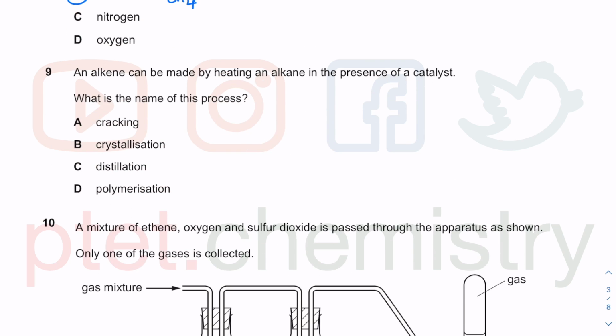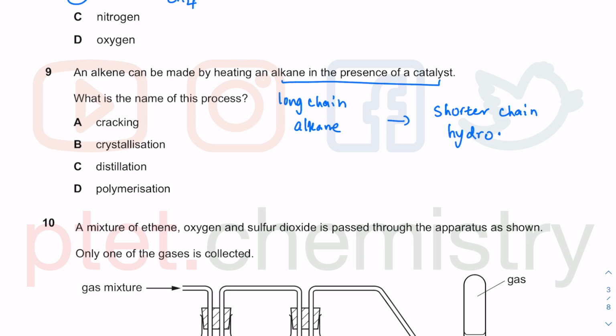Number 9, you have an alkane. You heat an alkane in the presence of a catalyst. So this is a long chain alkane, and then you can get shorter chain molecules, shorter chain hydrocarbons. You could get a mixture of them, which could involve alkenes. The idea is the shorter chain ones are more valuable, because they are more in demand, and therefore it can bring the oil and gas company further profits in the downstream industry.